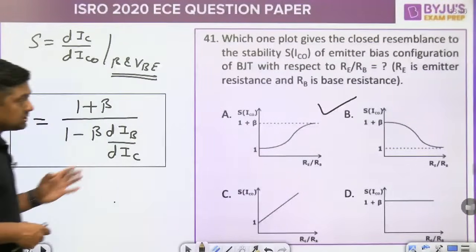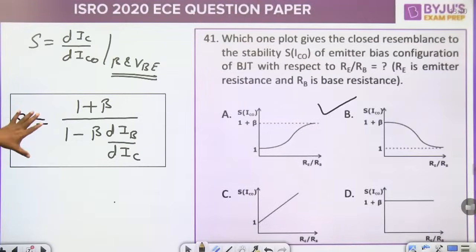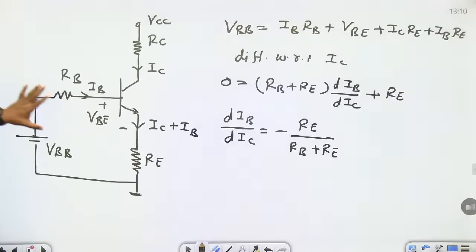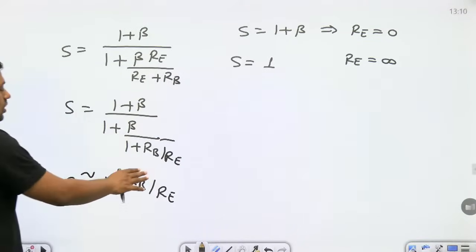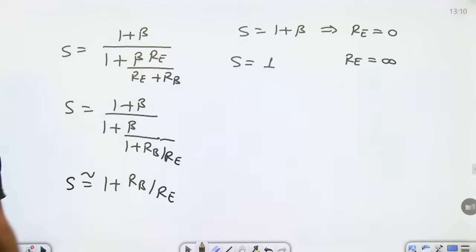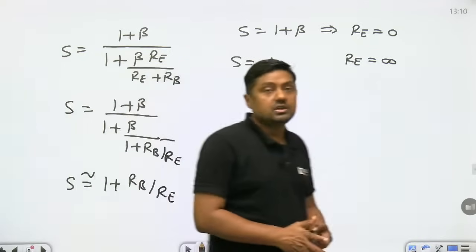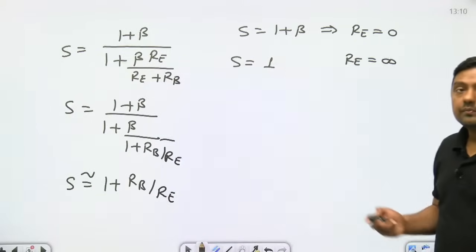Okay, so this is the answer. Please remember the standard formula for how we can find the value of dIB by dIC. This is also a standard formula. Put the different values of Re, and then you can find the answer for this question. This is about the self-biased circuit. B is the correct answer for this question, Chinmay.